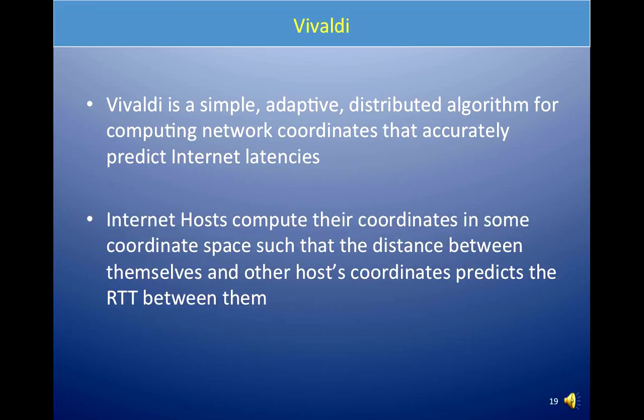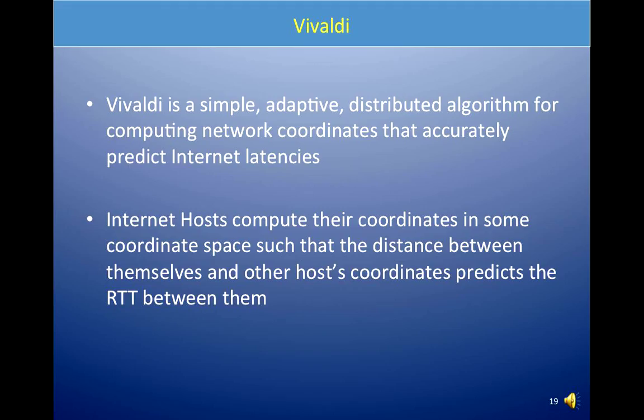The way it calculates is it assumes all these internet hosts to be in some geographical coordinate space, and then it calculates the distance between those two nodes. The distance between those two nodes is basically equal to the round trip time of those two nodes. Now let me explain why we wanted to predict RTT instead of sending a ping message and getting the measured RTT.